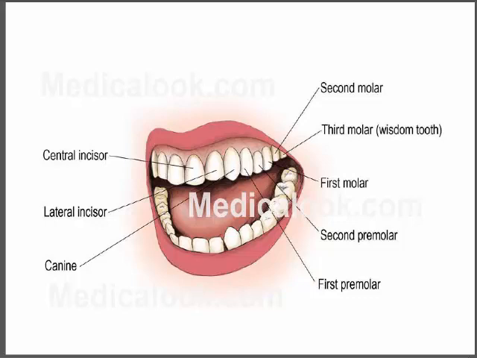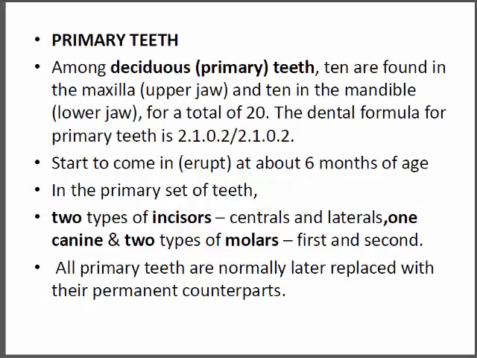So the small one is there first, that is the small molar, another is the third molar, another is the first molar. You can see in the diagram the second premolar, first premolar, and canine, and lateral incisor, then central incisor.